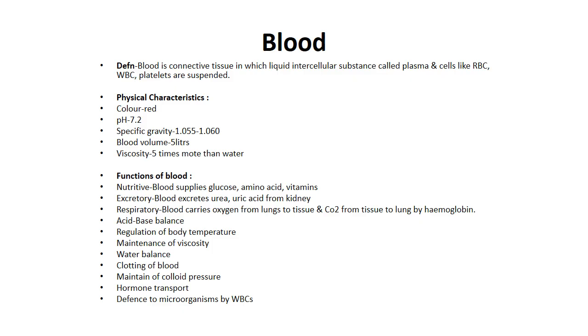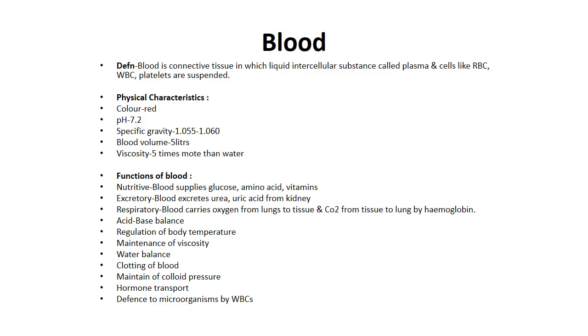Now we will see blood. It is a connective tissue, liquid connective tissue, which consists of cells like RBC, WBC, platelets and plasma, and it is red in color. pH is slightly alkaline, that is 7.2. Around 5 liters of blood is present in the body, and viscosity is 5 times more than water. Functions: the main function is nutritive.